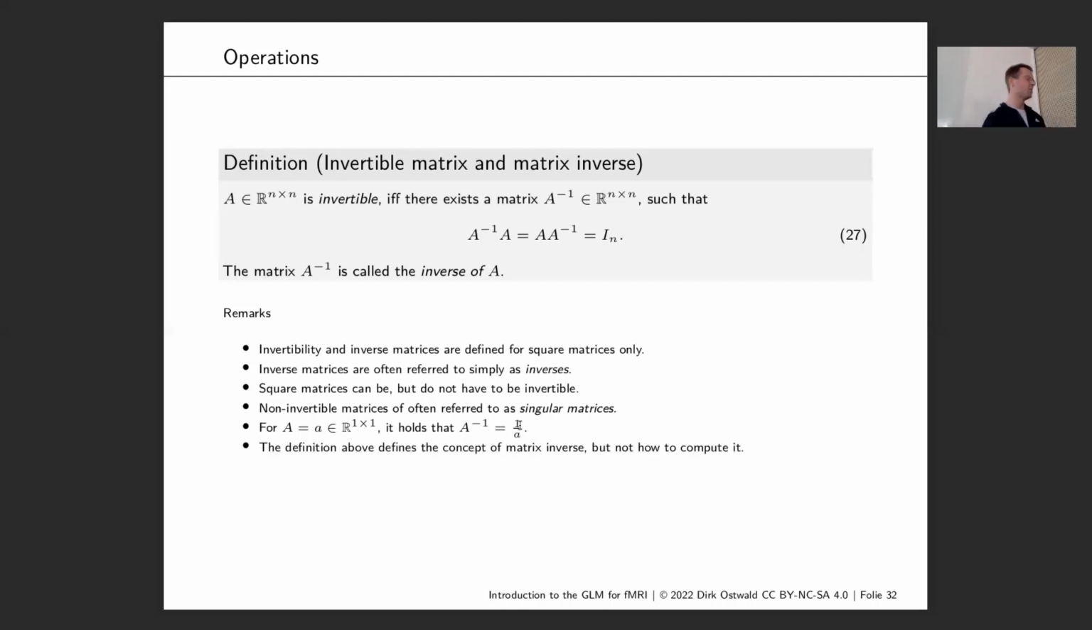The somewhat confusing, or not that nice, thing about this definition is that it just tells you what the inverse of a matrix does and how it's defined, but it doesn't tell you how to compute it. So if I give you a matrix now, you don't know whether it's invertible at all, and you also don't know how to compute the inverse.